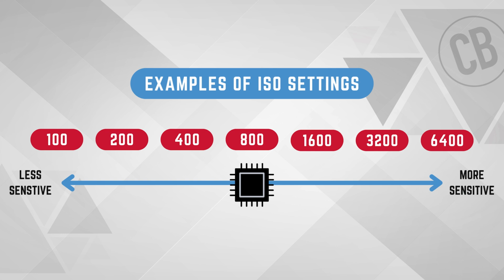ISO is measured in numbers, and each time the ISO number is doubled, the sensor sensitivity to light is doubled as well. Your individual camera may have a different range of ISOs depending on its capabilities.